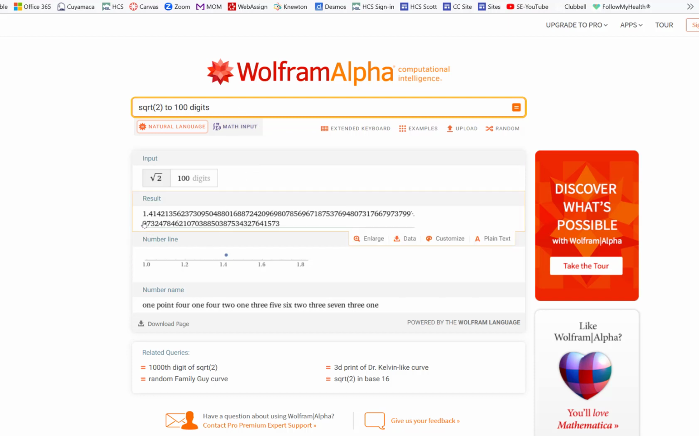And if you look at it, you might remember we did this. 1.414213. We only had like 7 or 8 digits here. And Wolfram went all the way out to 100 digits. And if you look at this pattern, it has no repeating. Now, it stopped at 100 because I told it to stop at 100, but actually the square root will never stop.